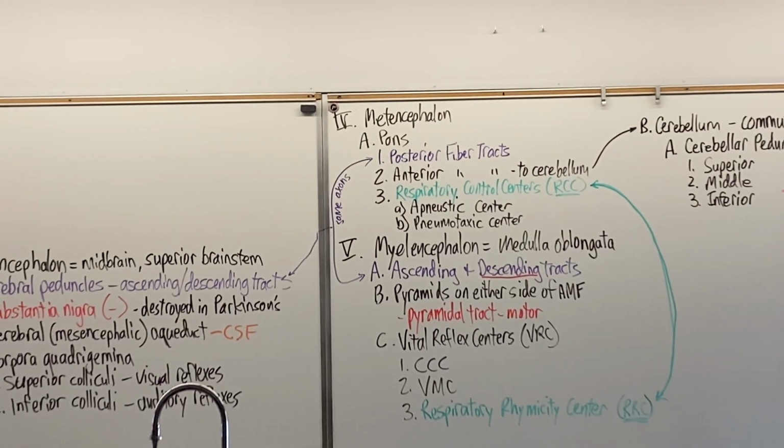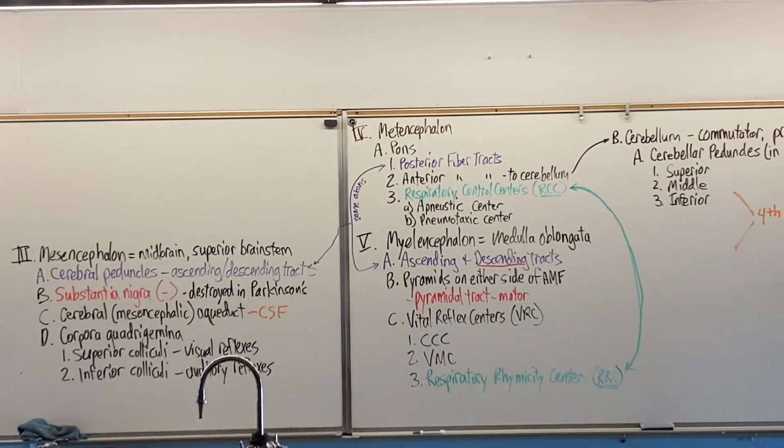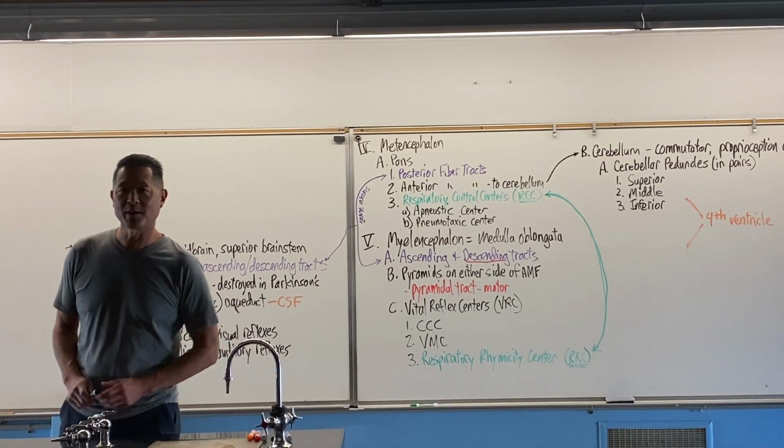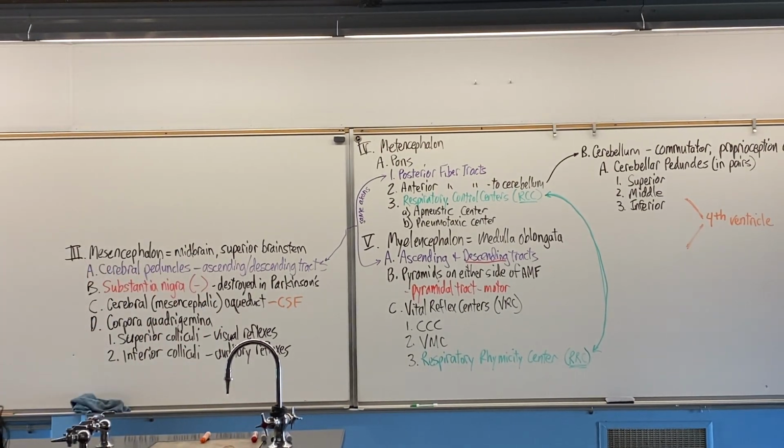This, by the way, I was saying in lab last week about how big the sheep corpora quadrigemina are compared to the rest of the brain. This picture here is a cat. And you just hold it like this. Those are fingers and the thumb holding this tiny cat brain. And he's got huge corpora quadrigemina relative to the rest of the brain. That's why cats can track a string or a ball or a bird or a lizard moving. It's all reflexes, both auditory and visual.